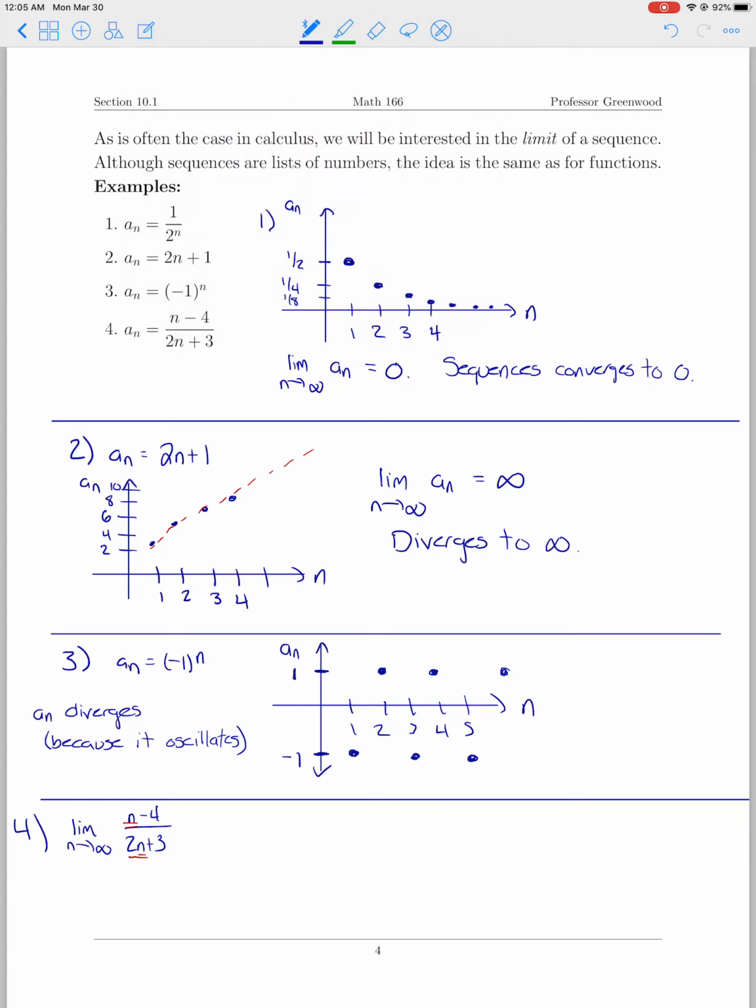But in order to see that a little bit better, what I'm going to do is divide the numerator and the denominator by the leading term. And so by the leading term, what I mean is the biggest thing that appears either in the numerator or the denominator. It doesn't matter which way, just the biggest term that you can find. And so in this case, that would be an n. And so if I divide the numerator by n, then I'm going to get a 1 minus 4 over n. And then if I divide the denominator by n, I'm going to get a 2 plus 3 over n.